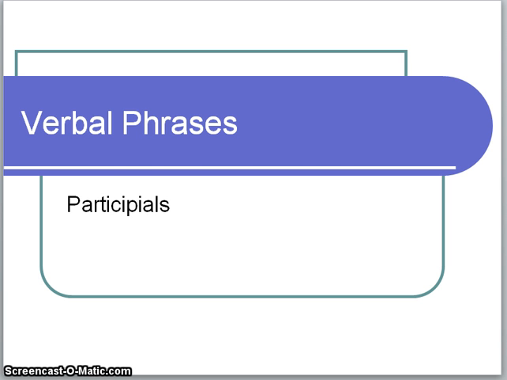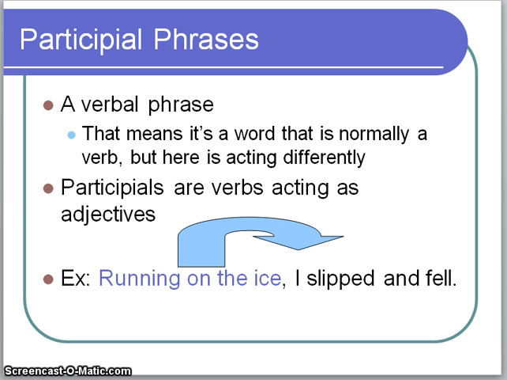We will begin with participial phrases. You can remember that a participial phrase is a verbal phrase, which means it's a word that we would normally call a verb but acts differently. Participials are verbs that are acting as adjectives. So "running on the ice" is describing, in this sentence, "I slipped and fell." Running is a word that we would say is a verb. It's something you do. But here, it's describing the subject I in the sentence. So it's acting not as a verb, but as an adjective.